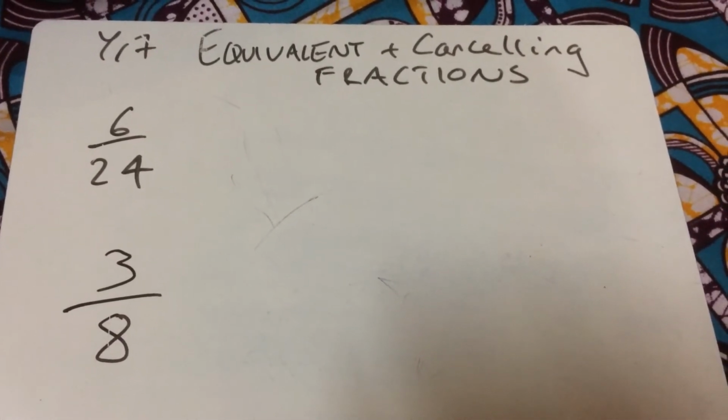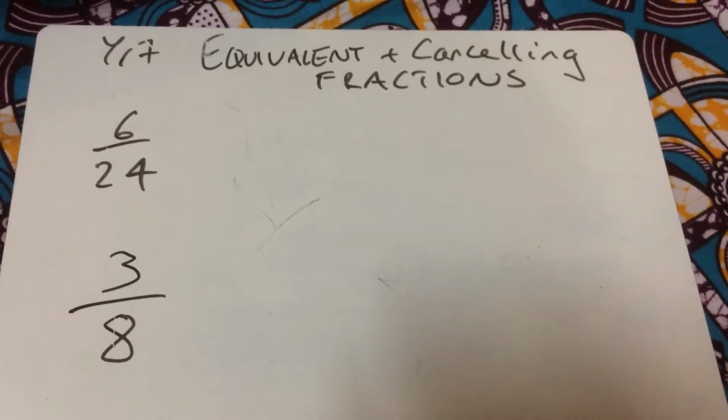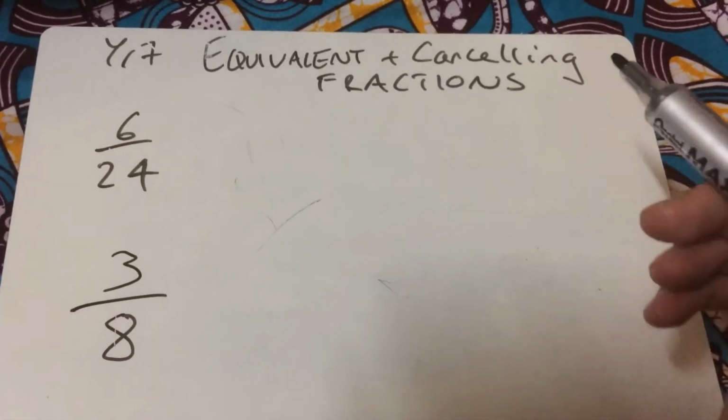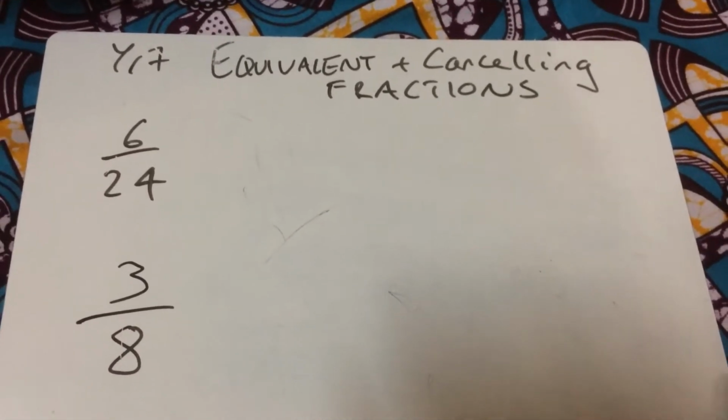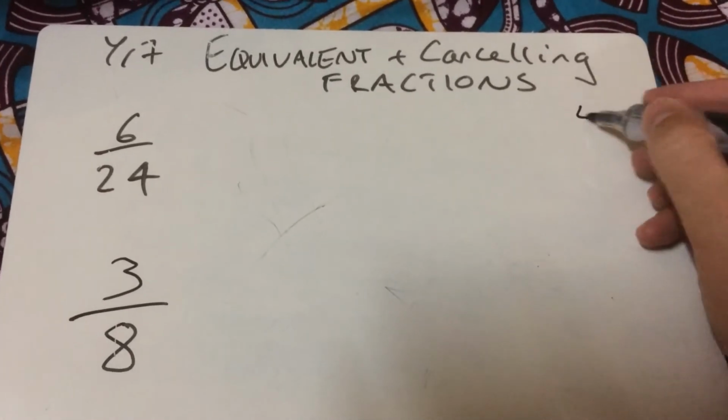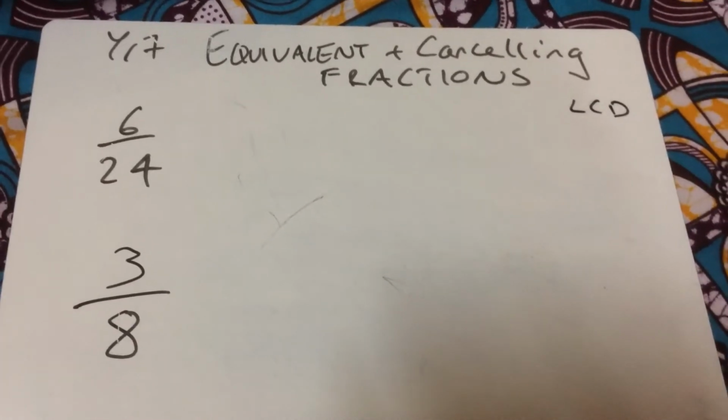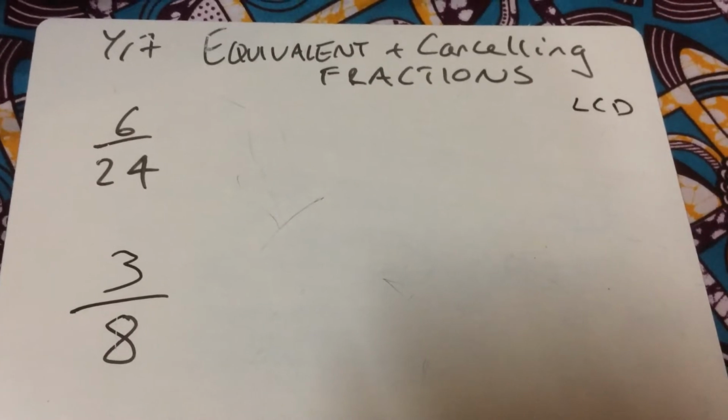This is a lesson for my Year 7s on fractions. We're going to look at equivalent fractions and cancelling fractions, and then that will allow us to compare some fractions when we find their lowest common denominator. But of course, all subscribers are welcome to watch.